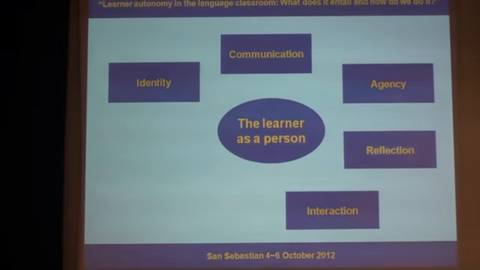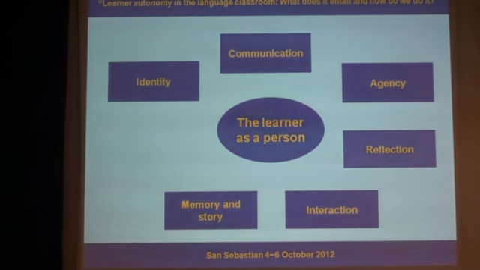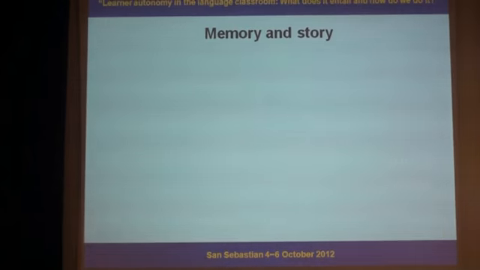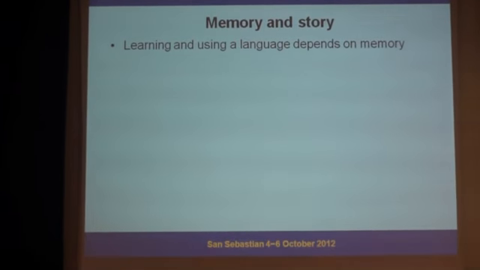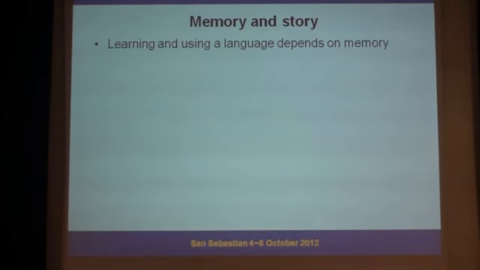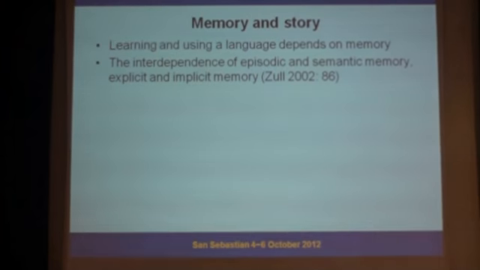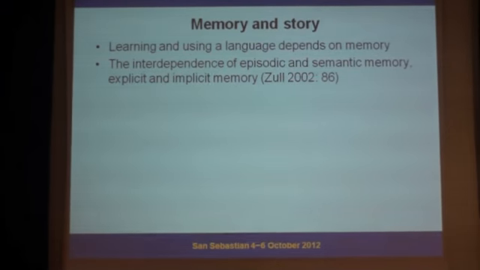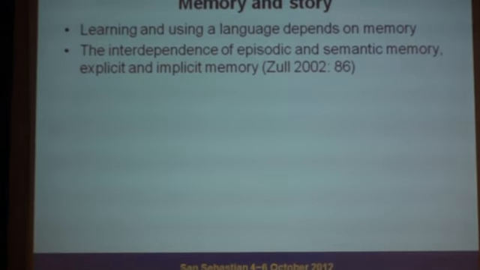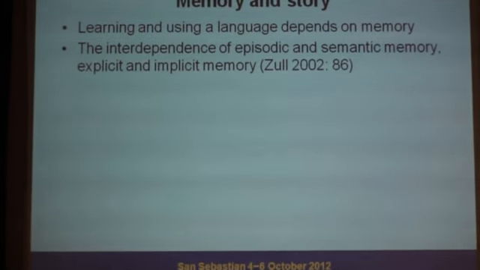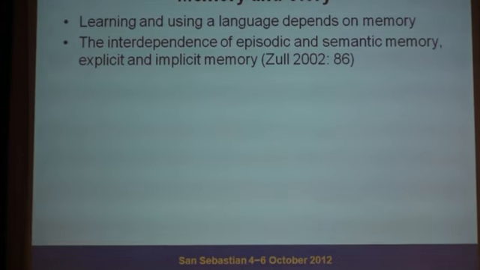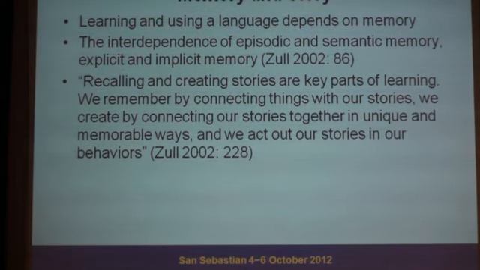So identity, communication, agency, reflection, interaction, and memory and story. Because learning and using a language depends crucially on memory. Zoll has interesting things to say about the interdependence of episodic and semantic memory. That's to say, memory for events and actions and processes, and memory for facts and states and whatnot. Also explicit and implicit memory. There's not time here for me to elaborate on that. But I thought this was a very interesting thing.